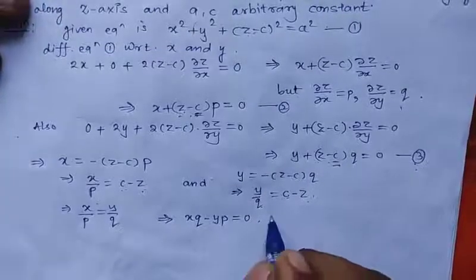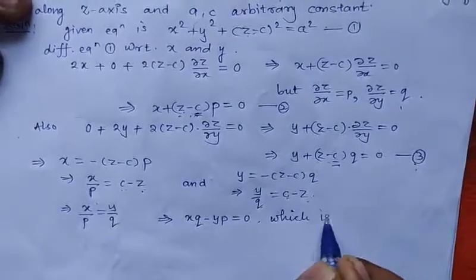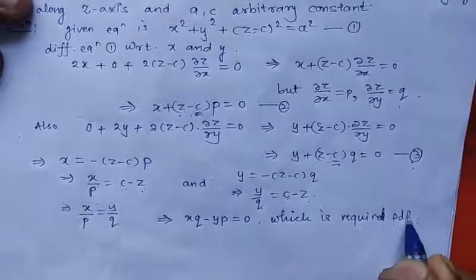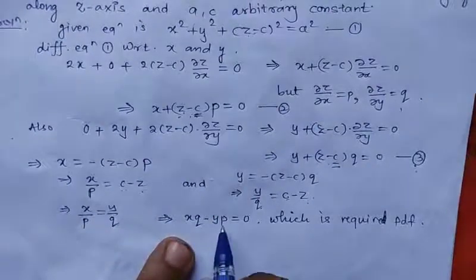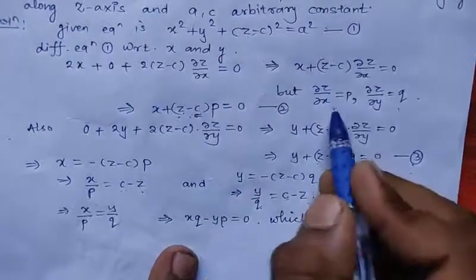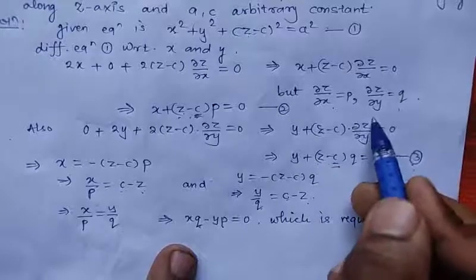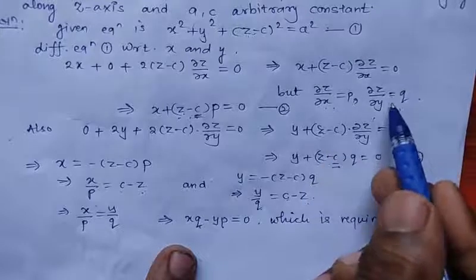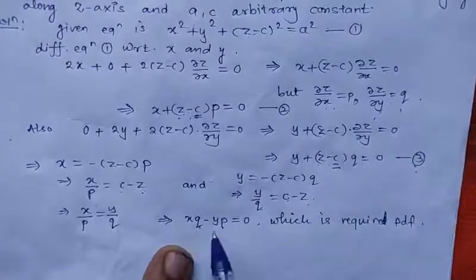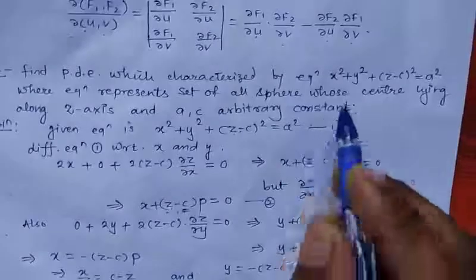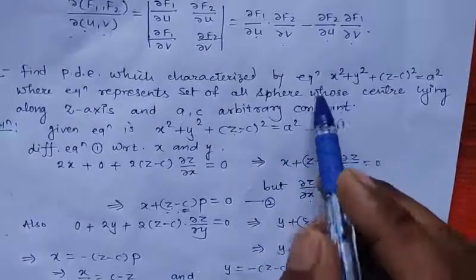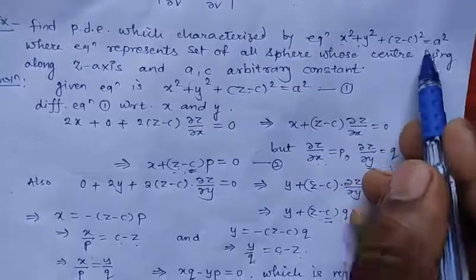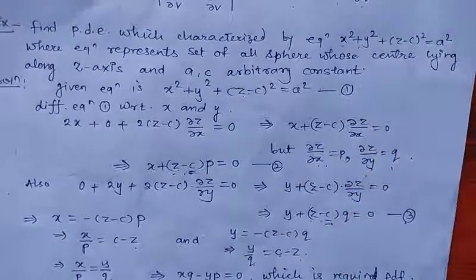Okay, so this is the required PDE. Here the value of p is ∂z/∂x and the value of q is ∂z/∂y. So this is the required partial differential equation of the given sphere, which is x square plus y square plus (z minus c) whole square is equal to a square. Now let's see one more example.